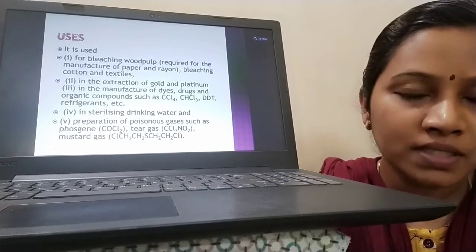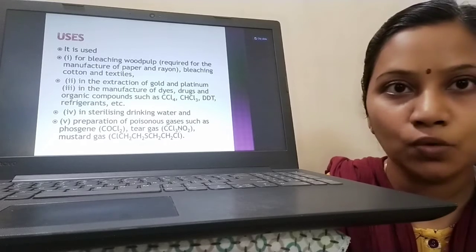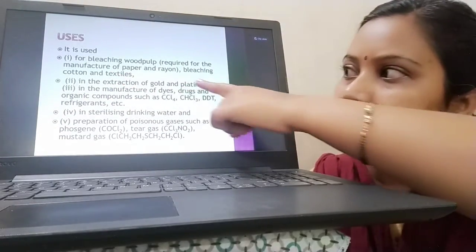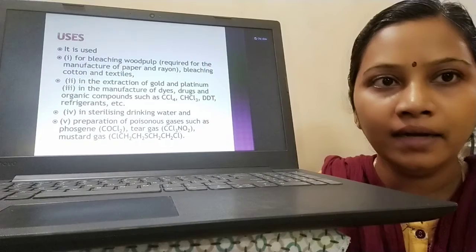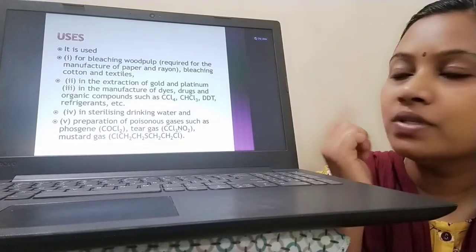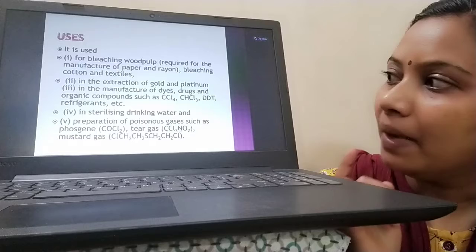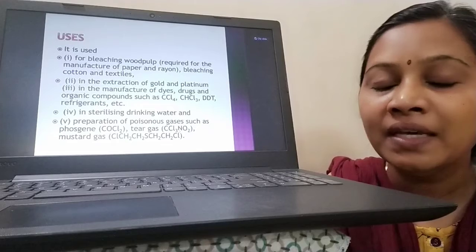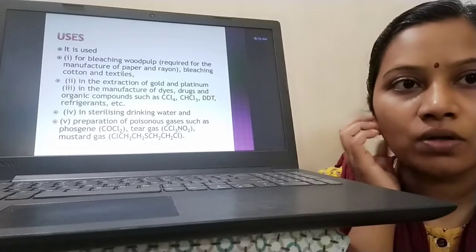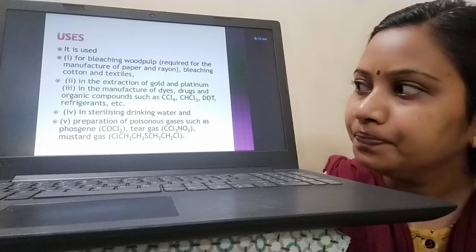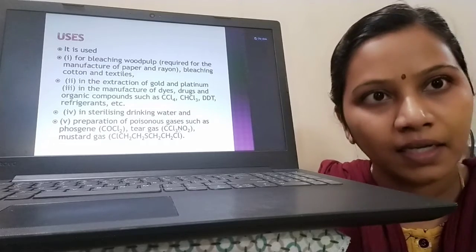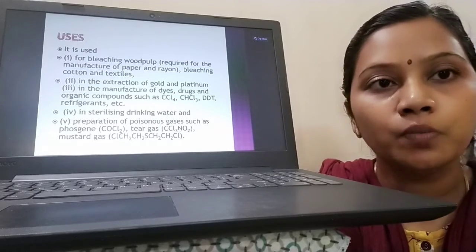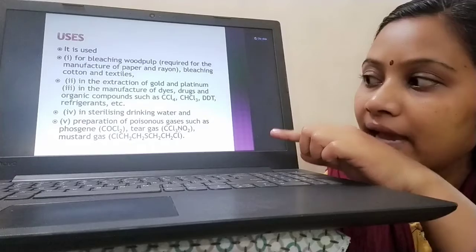Now about the uses, we have seen it is used as a bleaching agent in wood pulp. It's used in the textile industry, for the manufacturing of paper and rayon. It is also used for bleaching cotton in the textile industry. Now it is also used in extracting gold and platinum, and in the manufacture of dyes, drugs, and organic compounds like DDT, CCl4, CHCl3, etc. It is also used as a refrigerant, we all know. It is used in sterilizing drinking water. As we have already seen, it's used in water treatment, and it is used to produce poisonous gases like phosgene, tear gas and mustard gas.